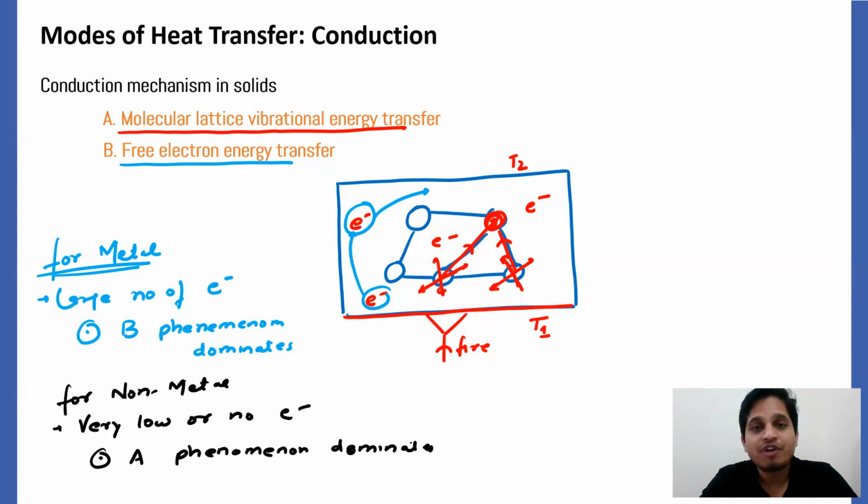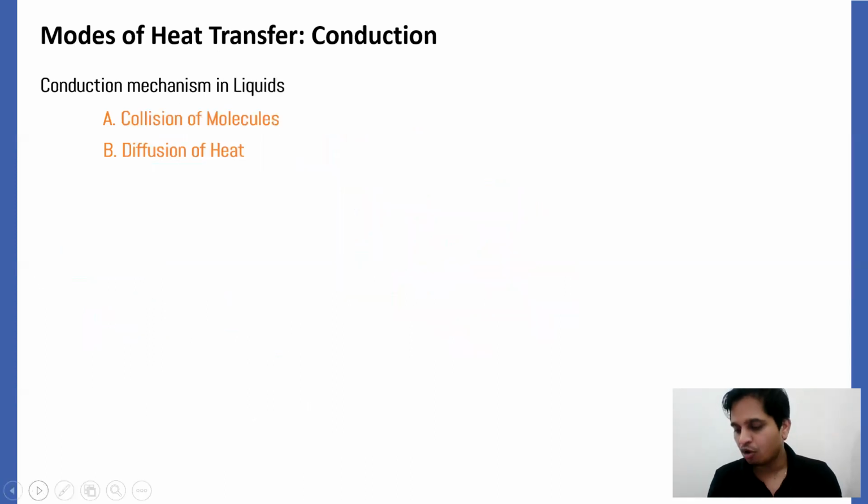So if someone asks you how heat transfer takes place in solids, conduction heat transfer takes place in solids because of these two phenomena. In metals, free electron energy transfer dominates. In non-metals, the molecular lattice vibration energy phenomenon dominates. Okay, let's talk about liquids.